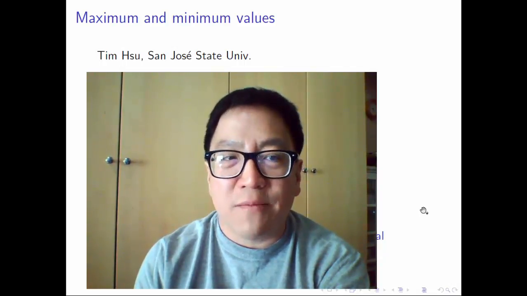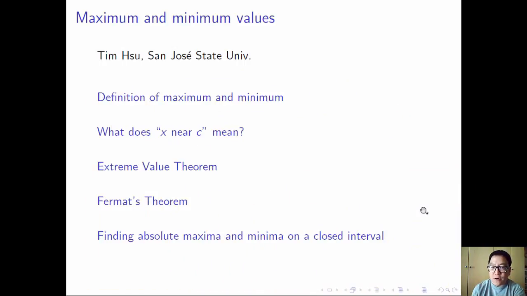I'm here today to talk about maximum and minimum values. I'll first start off with the definition of maximum and minimum, especially focusing on the tricky part, which is the question of what does x being near c mean. I'll talk about the extreme value theorem, Fermat's theorem, and then finally I'll finish up with an algorithm. Yes, an actual recipe about how to find absolute minima and maxima on a closed interval.